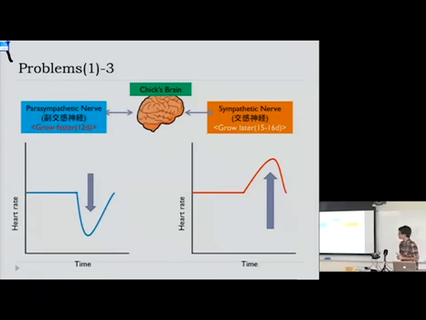Maybe you know the autonomic nerve is like this, and in Japanese, parasympathetic nerve 副交感神経 and sympathetic nerve 交感神経. In the chick embryo, first the parasympathetic nerve develops and becomes functional, and after that the sympathetic nerve becomes functional. So first this downward function appears in heart rate, and after that the upward heart rate change happens.